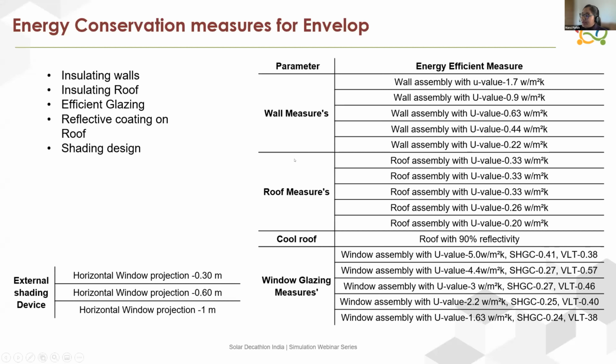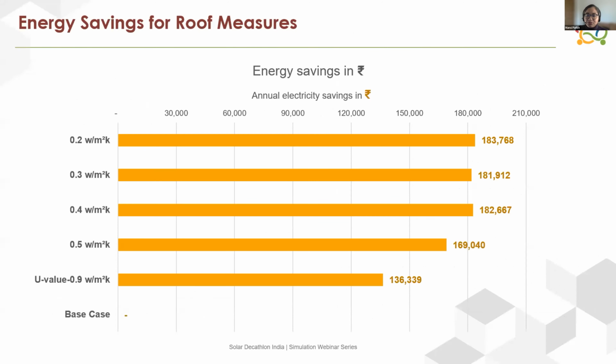Similarly, I have checked various roof measures and various energy efficient glazing measures. Here you can see it starts with single glazing to DGUs with, say, lower SHGC. And then I've checked various shading devices, which would have a 0.3 meter overhang to an overhang depth of 1 meter or so. So these are the measures which we generally check for each project. This is a detailed study of energy conservation measures for the roof.